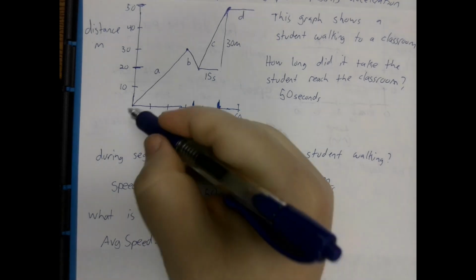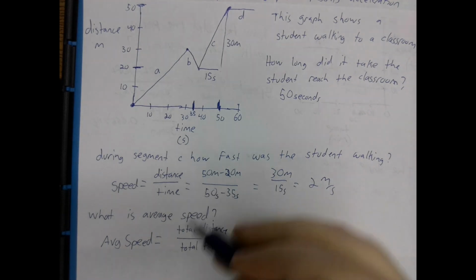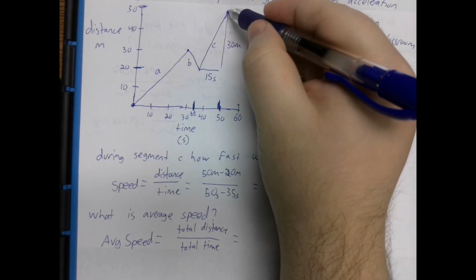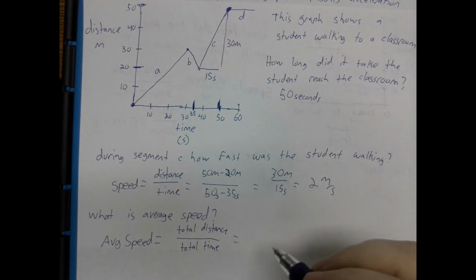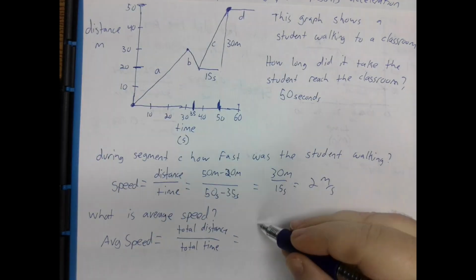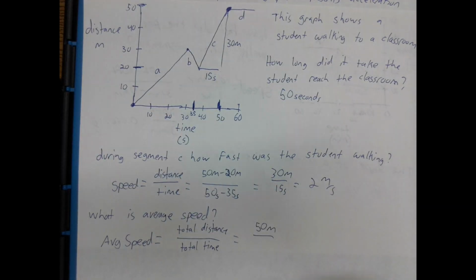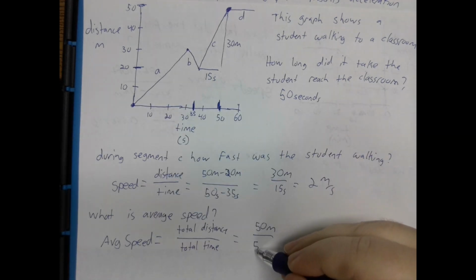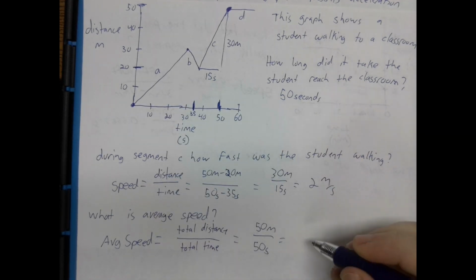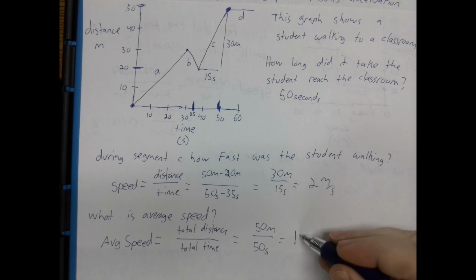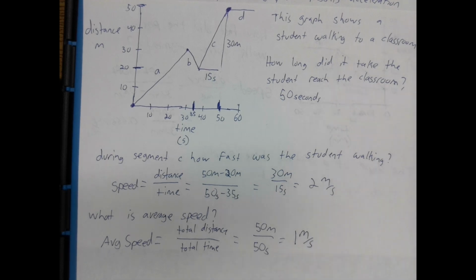So again, we're only looking between when he started walking and when he reached the classroom. So the total distance is 50 meters. The total time is 50 seconds. So his average walking speed would be 1 meter per second.